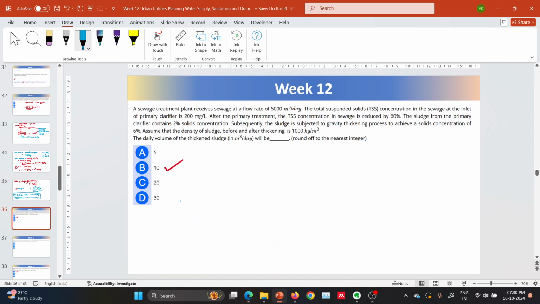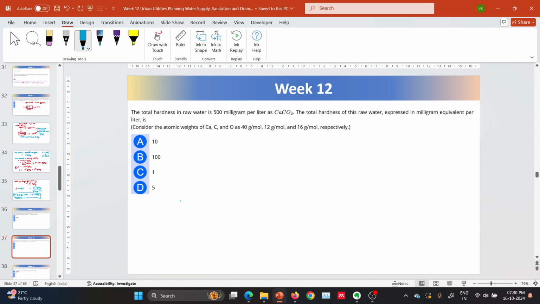The answer is 10. Next question: total hardness in raw water is 500 milligram per liter as CaCO3. The total hardness of this raw water expressed in milli-equivalent per liter is. So we have to express it in terms of milli-equivalent per liter.